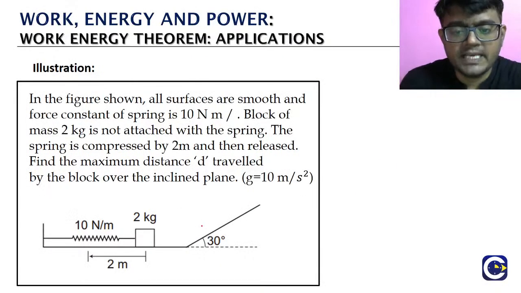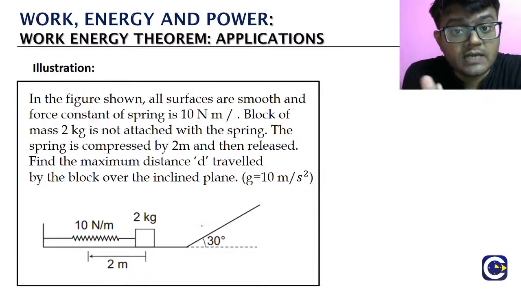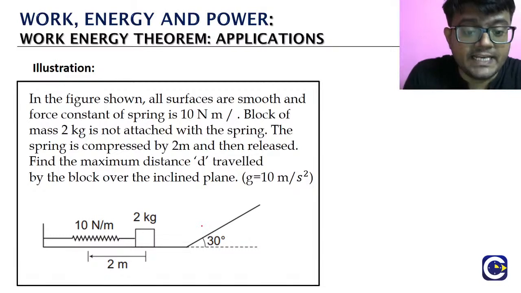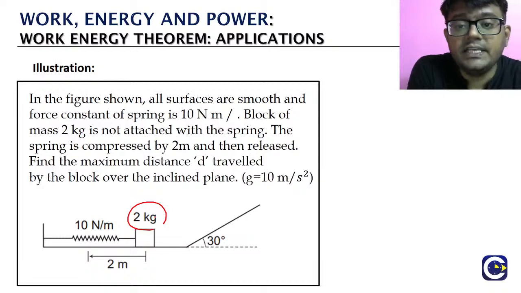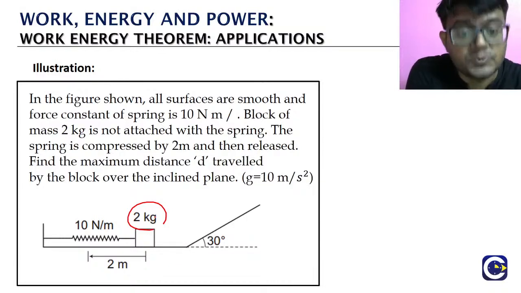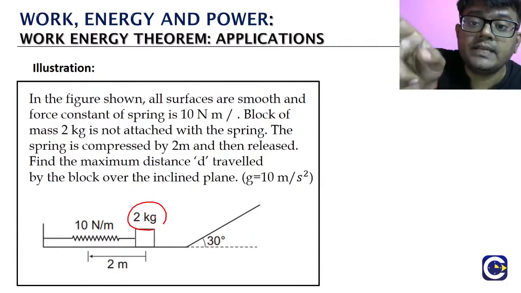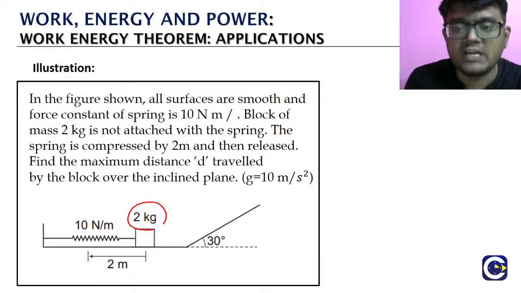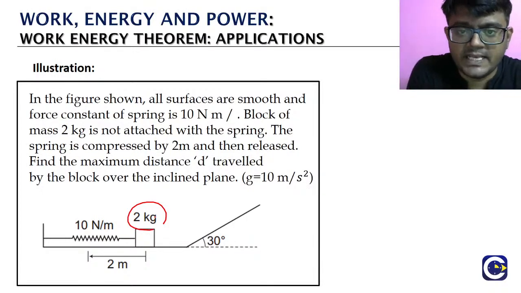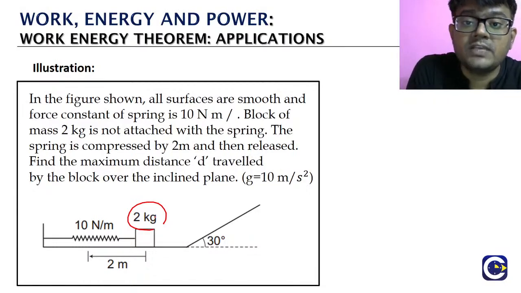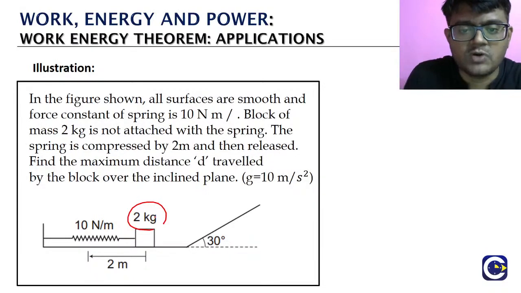This is another model of question, because the spring may not be on the inclined plane, but the connected object, right? Look here, there is a 2 kg block. Overall, the 2 kg block might be traveling on the inclined plane. This is a different model of question, because here the spring is not on the inclined plane. The spring is on the horizontal surface only, but the block that is connected to the spring is going onto the inclined plane.